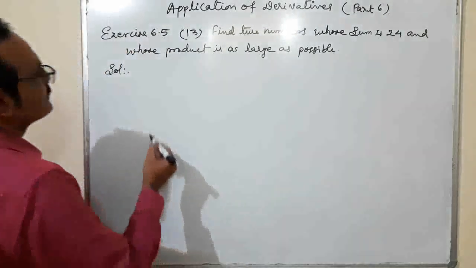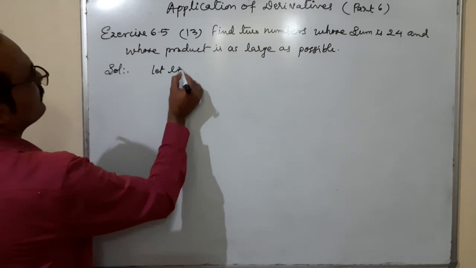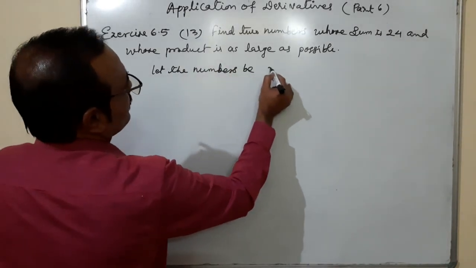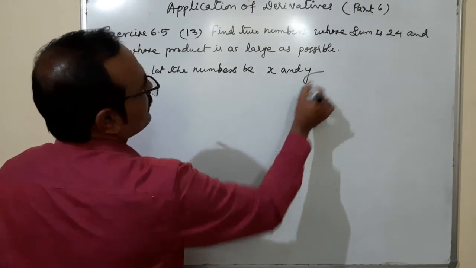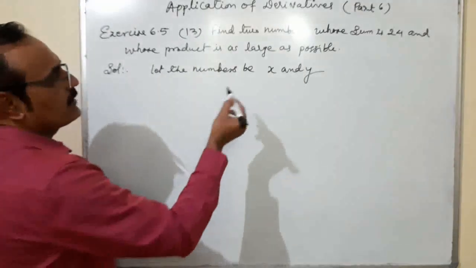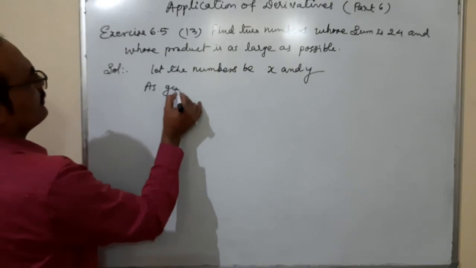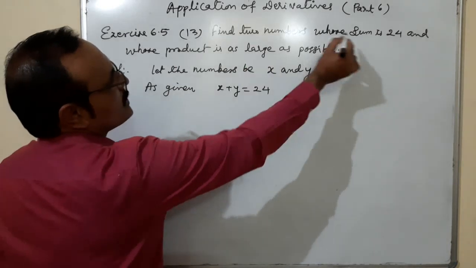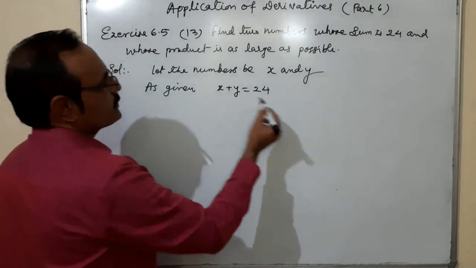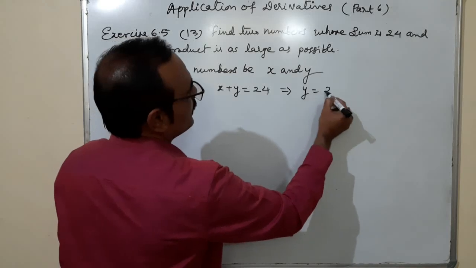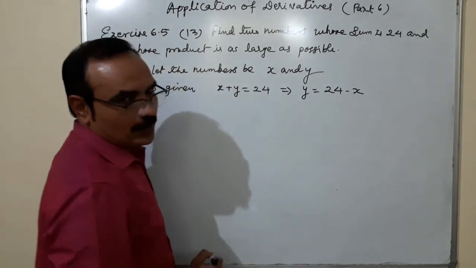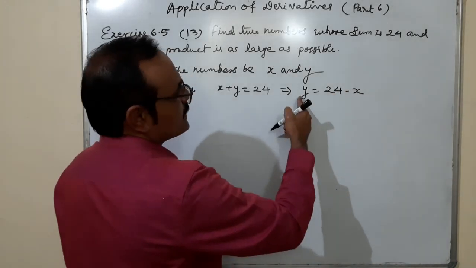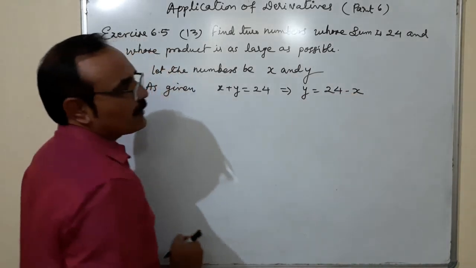Okay. Let the numbers be x and y. I have taken two numbers x and y. So as given, x plus y is equal to 24, whose sum is 24. Okay. So that means y is equal to 24 minus x. So keep in mind one thing, that always we have to keep one variable here. Okay. Y, that means it is f of x. So f of x is equal to 24 minus x.